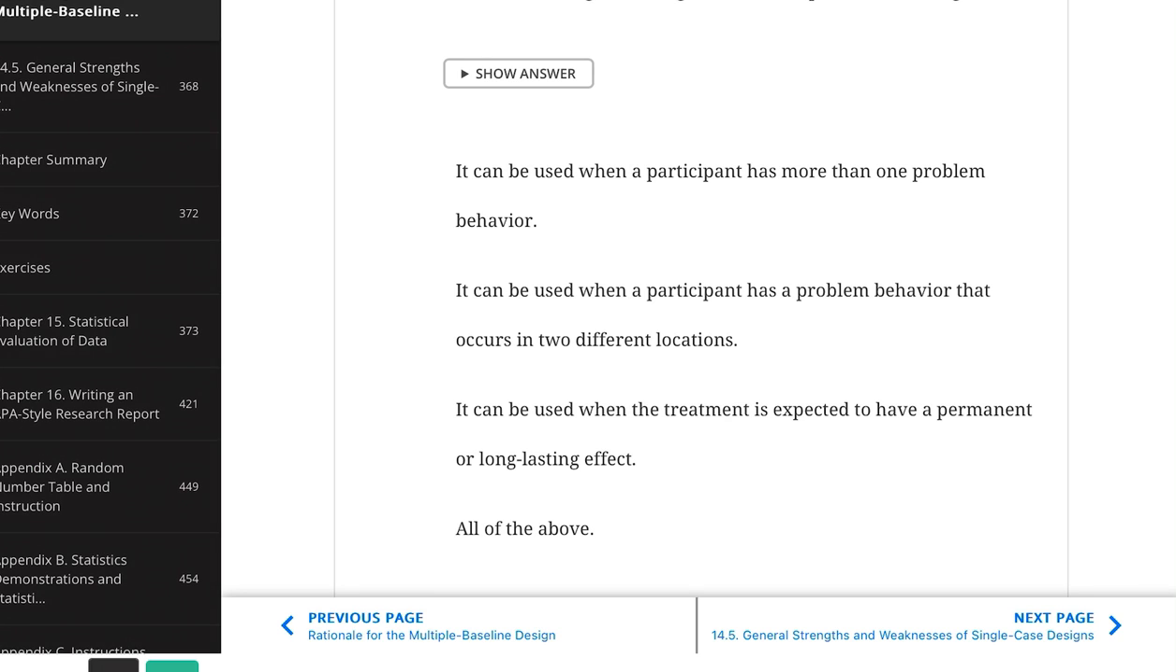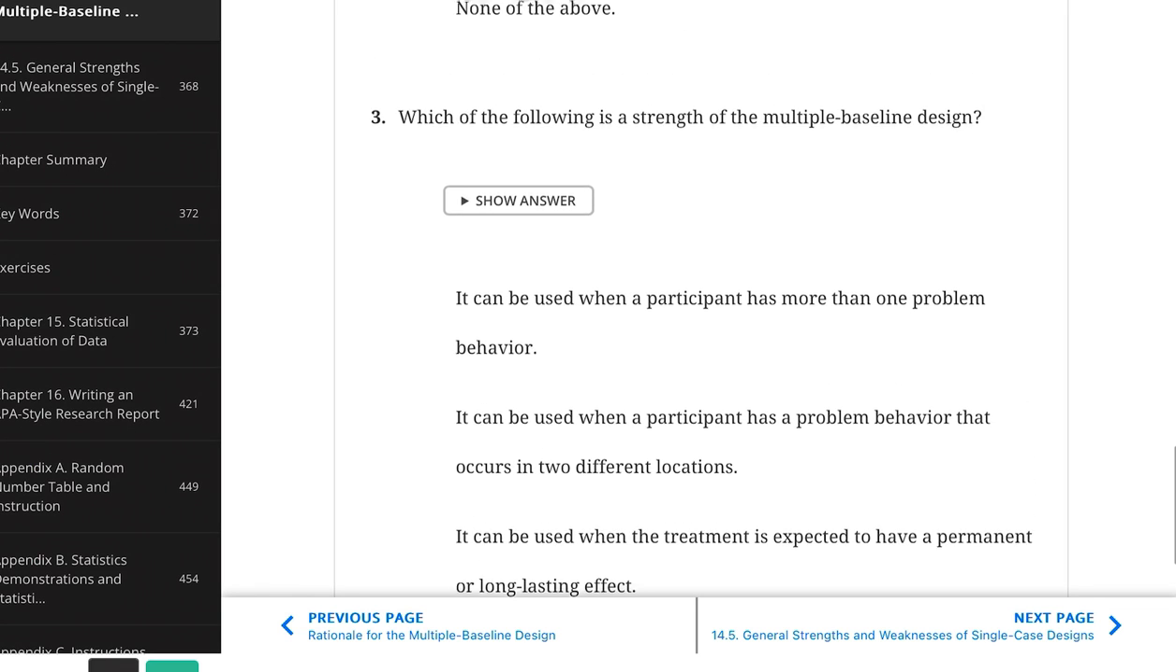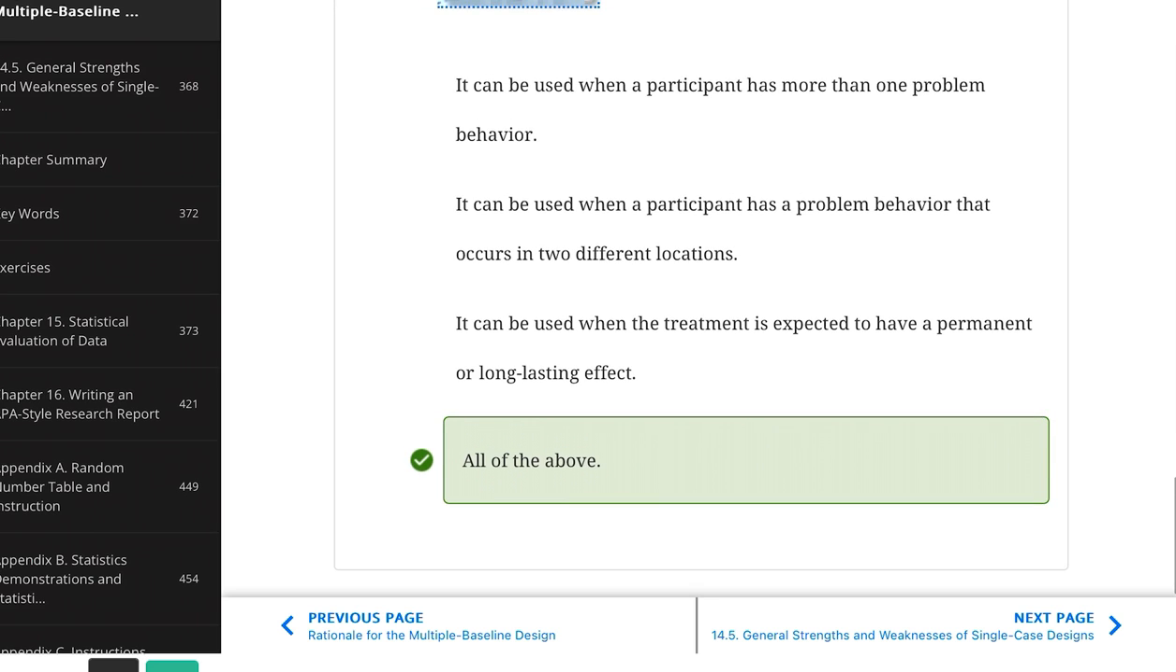And then the third one is it can be used when a treatment is expected to have a permanent or long-lasting effect. And again, that's the main purpose of using a multiple baseline design. And so the answer is all of the above. All three of those are strengths and scenarios when you would want to use a multiple baseline design. So hopefully that helps you guys understand that part of the chapter a little bit better.